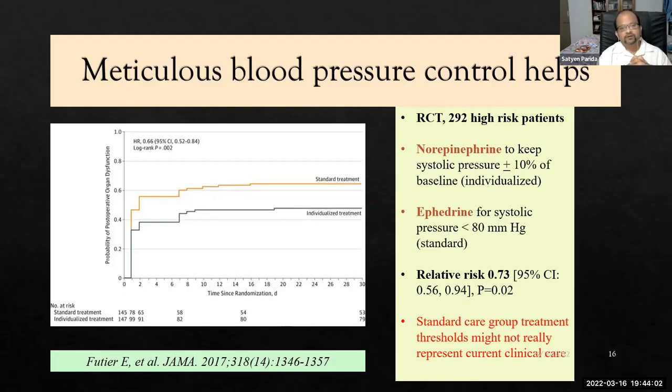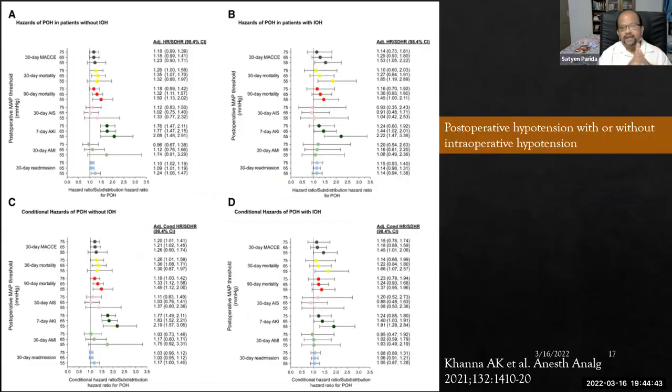And they were able to demonstrate in no uncertain terms that there was at least a 30% risk reduction with regard to postoperative organ injury when they used this kind of protocolized management of blood pressure using vasopressor infusions to keep it within very narrow ranges. Again, one cannot help observing that the standard treatment group that Futier and his colleagues had defined is not really something that represents current clinical care. No one really waits for the blood pressure to drop below 80 millimeters of mercury systolic prior to treating these days.